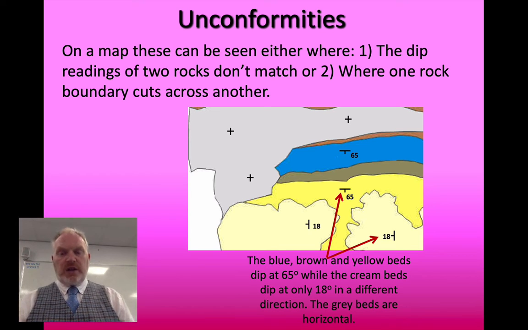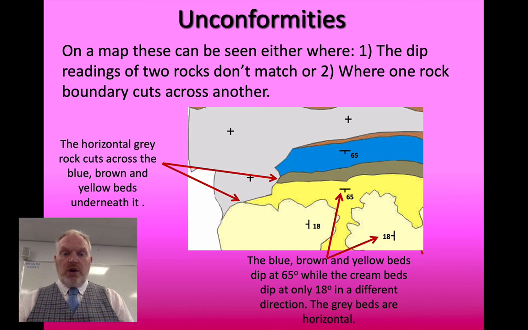The second way to recognise unconformities on maps are where one bed cuts across another one. So here you can see we've got some horizontal grey beds that are cutting across the blue, the brown and the yellow beds that are underneath it. So unconformities are an important feature in geology, and they're also quite a distinctive feature on geological maps.